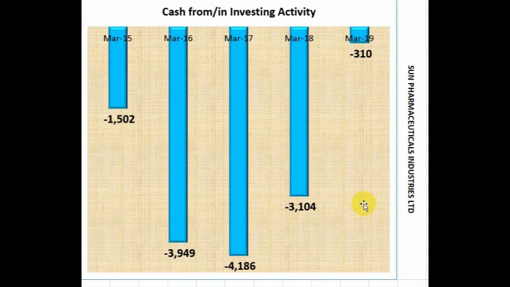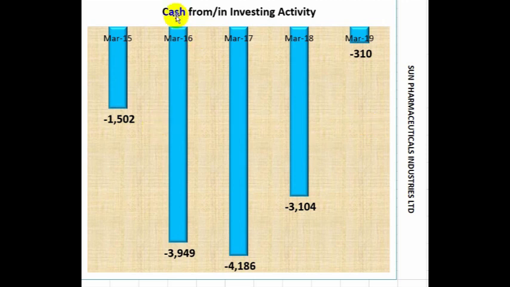Now in this chart we will look at the cash which has come in or has gone into the investing activity, and this measures the amount of cash the company has put into investment activity like buying assets or investing in mutual funds, shares of other companies, etc. Usually the companies will have a negative cash from investment activity, which then indicates that there is a cash outflow in buying assets or investing excess cash in mutual funds, etc.